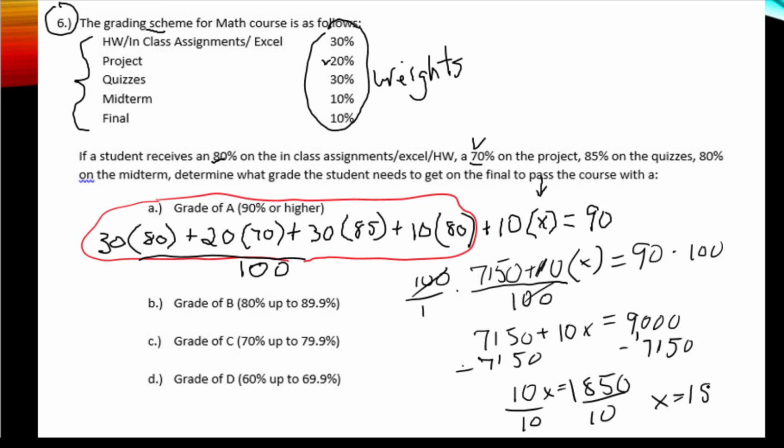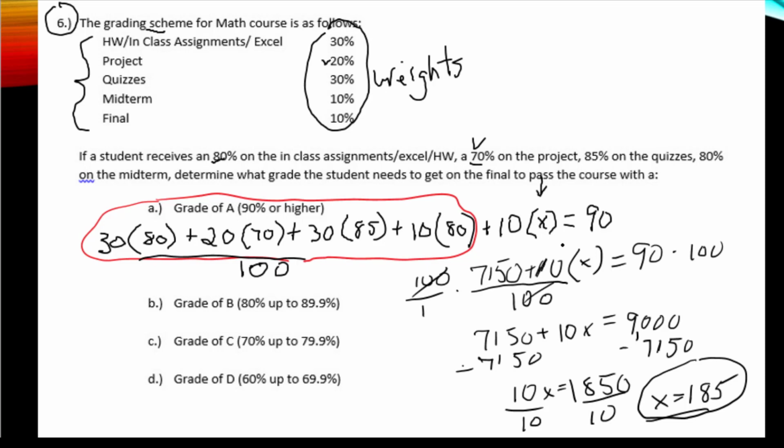And what does all this mean? Any ideas? Assuming I didn't make a mistake, which I triple checked, what does this mean? Well, it means in order to get an A for the class, you would need to get 185 points on the final exam. I don't think that's happening.